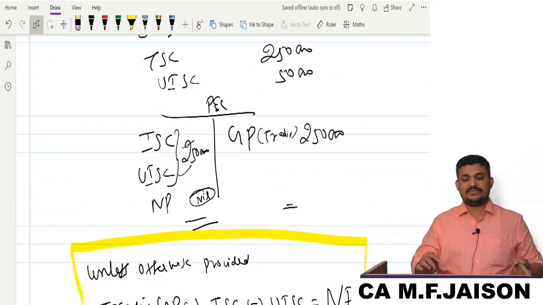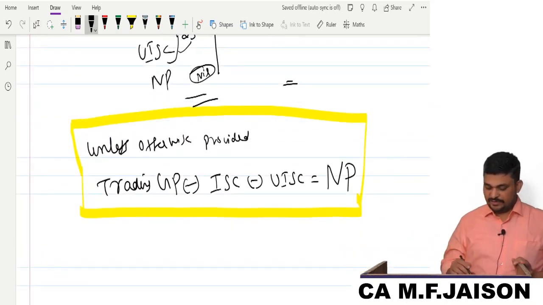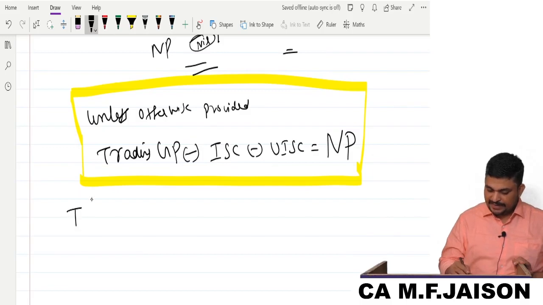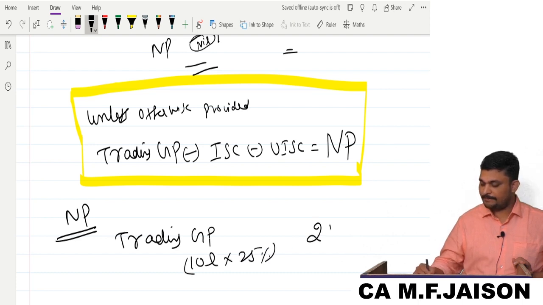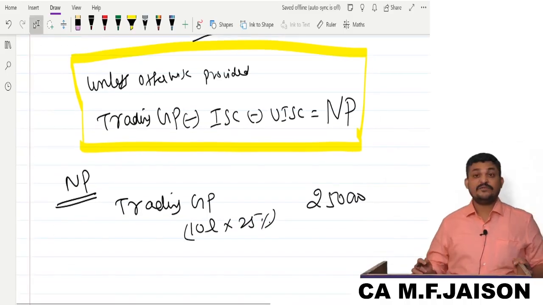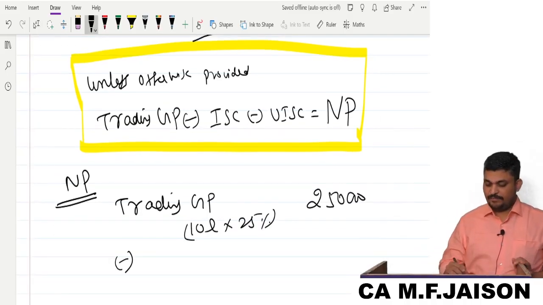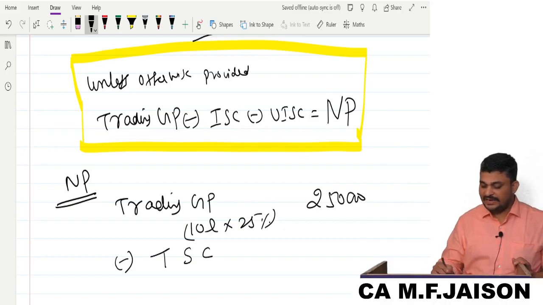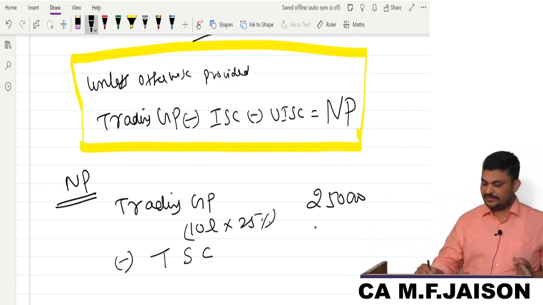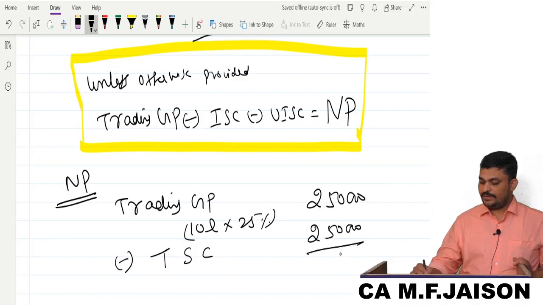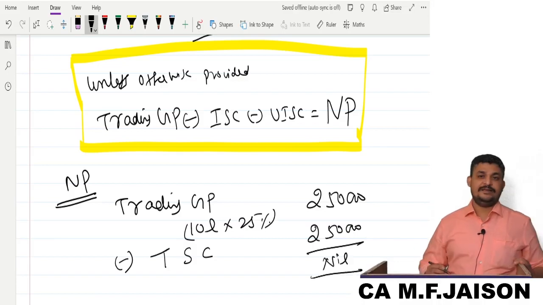Though I presented like this table and all, we will present in a statement form. So here first of all we need to find the net profit. First, trading gross profit is equal to 10 lakhs into 25%. How much is that? 2,50,000, minus total standing charges. Total standing charges given in the question: how much? 2,50,000. So thereby net profit is equal to nil.